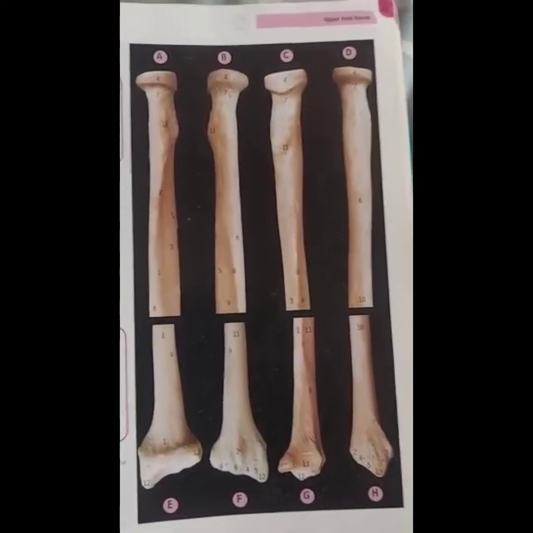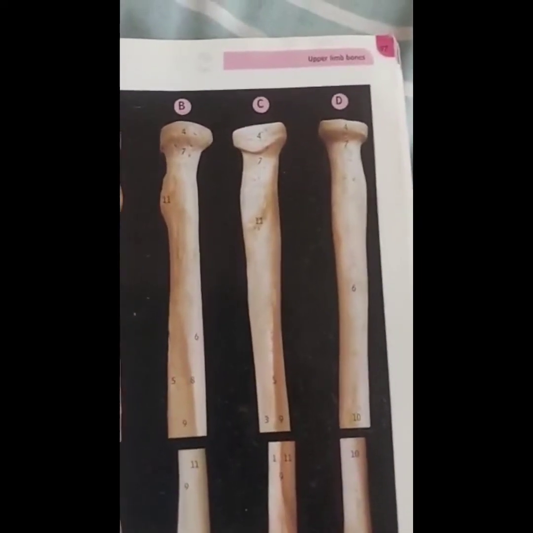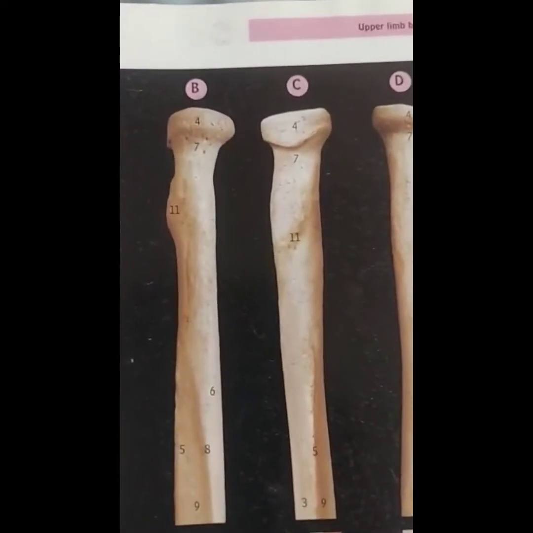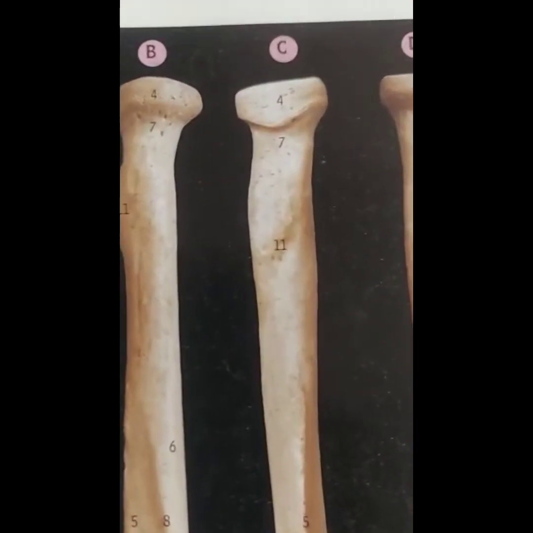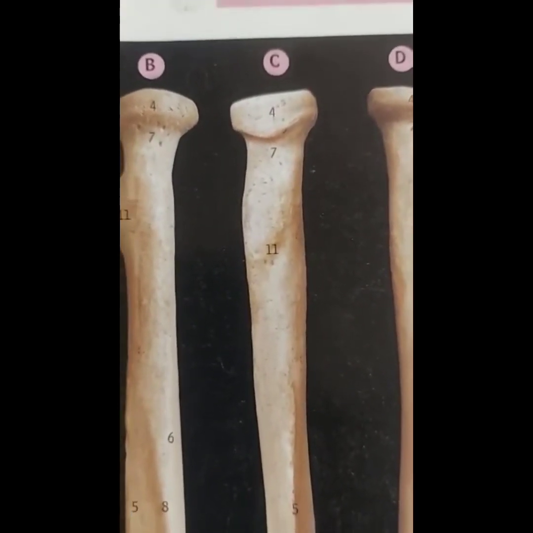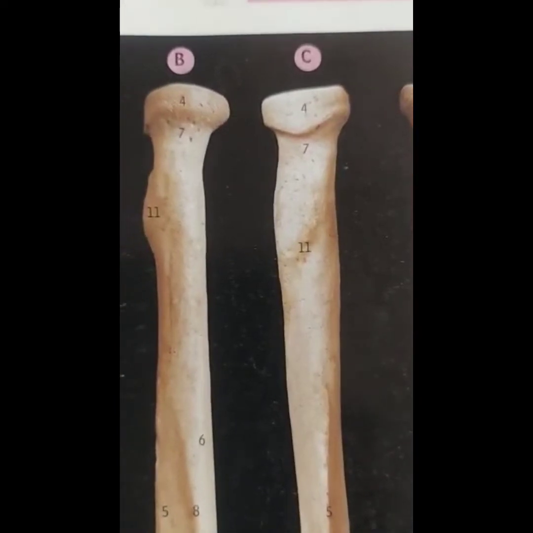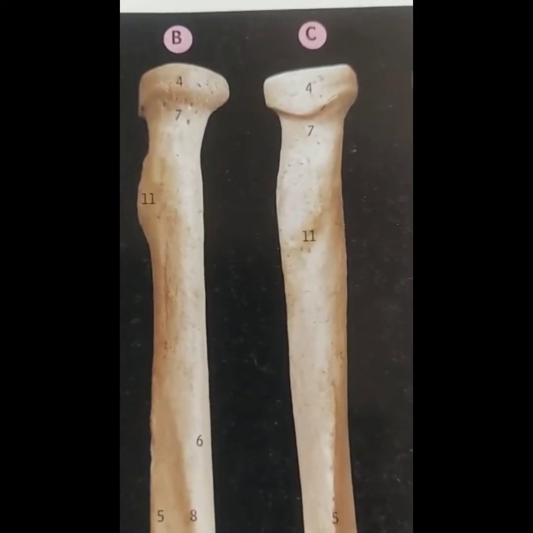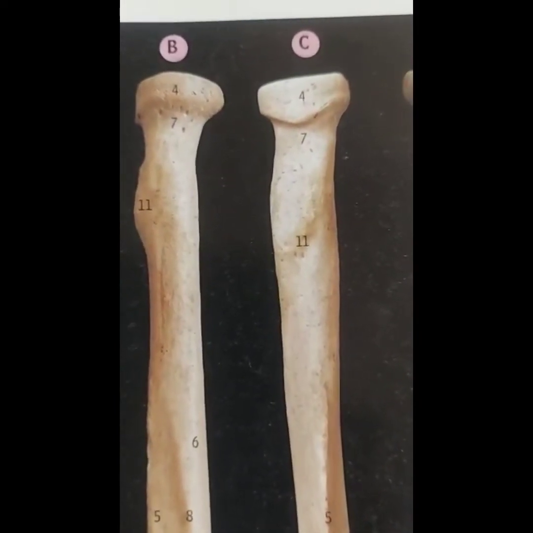Lower end presents a tubercle on the posterior surface called the dorsal tubercle of Lister. Upper end: the head is disc shaped and is covered with hyaline cartilage. It has a superior concave surface which articulates with the capitulum of the humerus at the elbow joint. The circumference of the head is also articular.